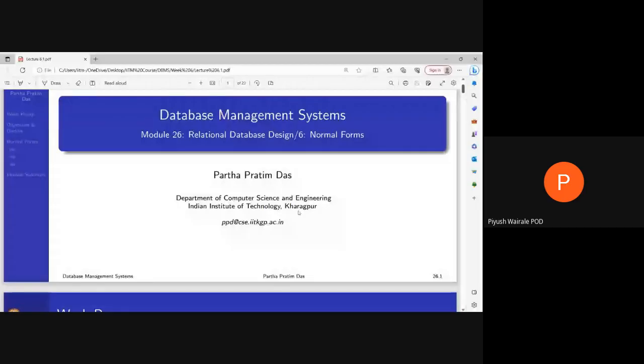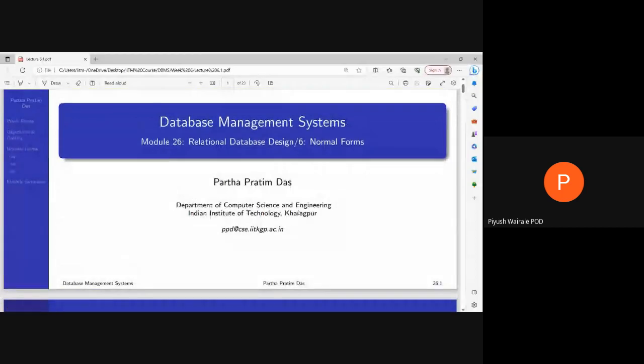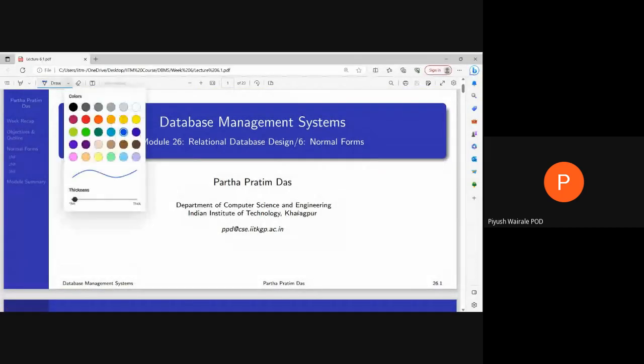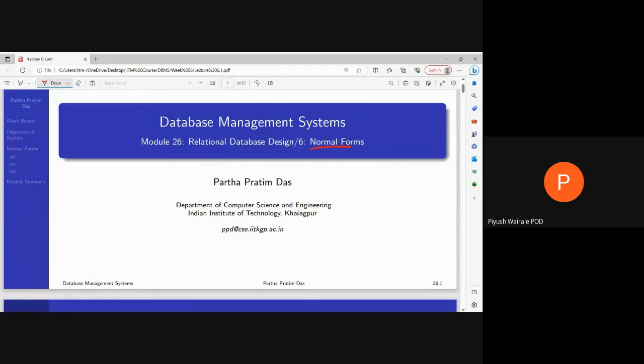So in week 6, we have normal forms, right? So different normal forms: 1NF, 2NF, 3NF, BCNF, and then 4NF, right? So the first four deal with the functional dependency concept. This one deals with the multi-valued dependency concept.